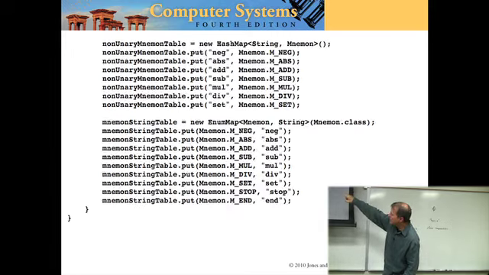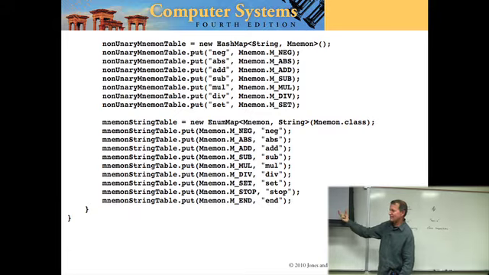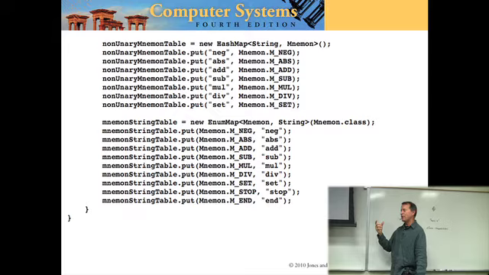So up here, when we populate the non-unary mnemonic table, we also say new hash map. But here, when we populate the enum map, we don't say new hash map. We just say new enum map. That's because the first one is an enum. The key is an enum. Is everybody clear on that? If a mnemonic, an enumerated, is the key, then it's an easy, efficient lookup.